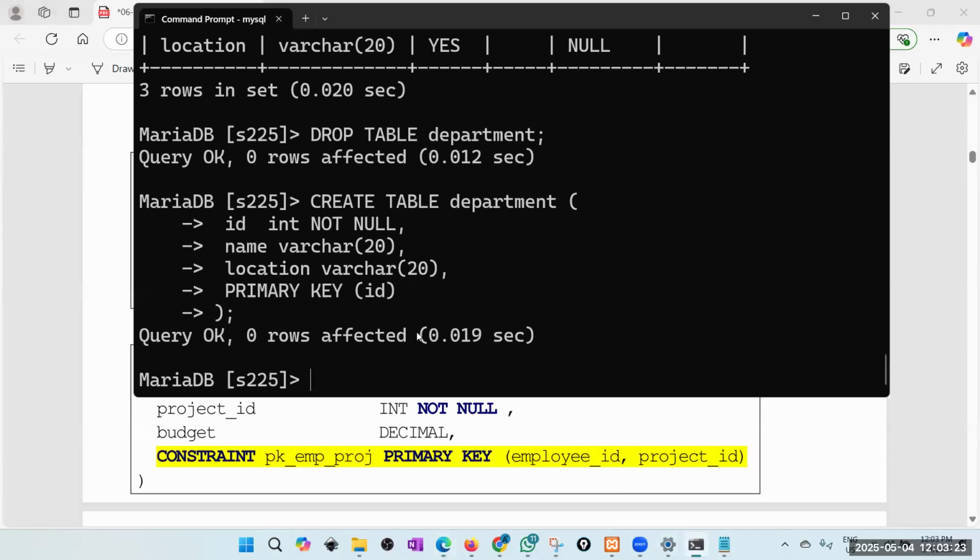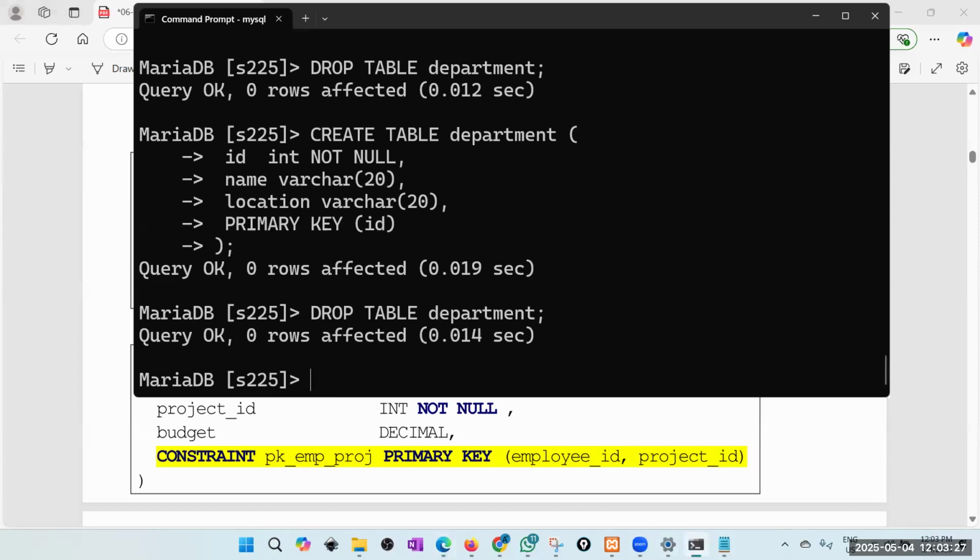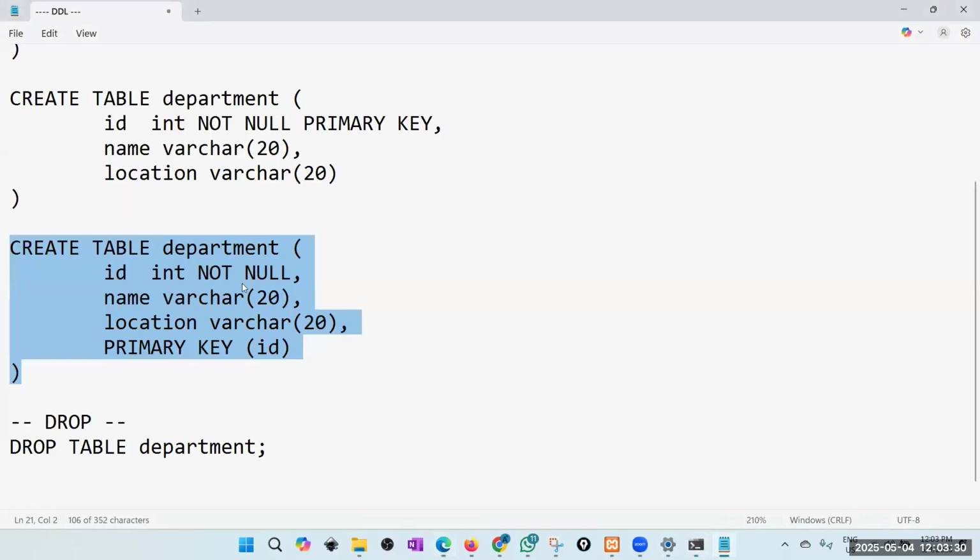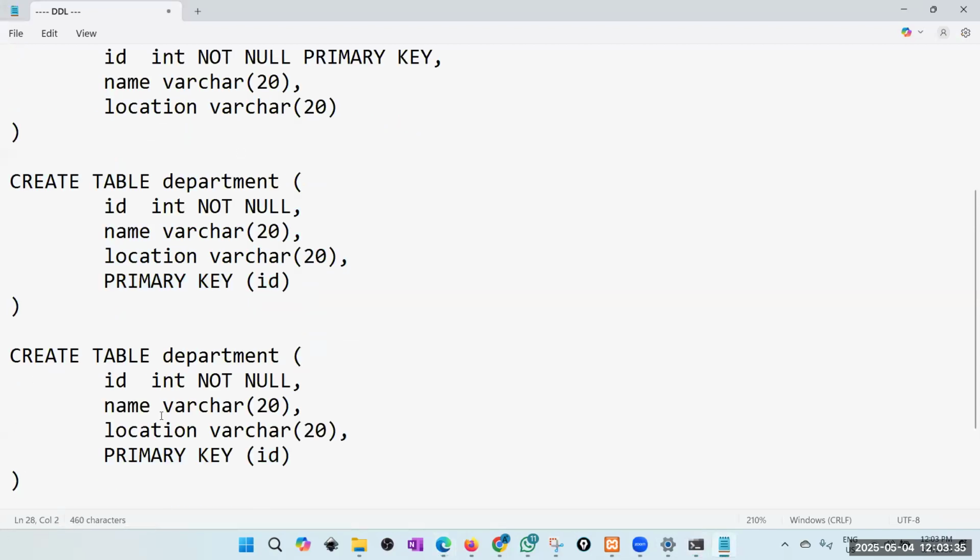so let me drop the primary key table again. Right. So in the third approach, again we create the primary key, but this time we can give it a name. So we can say constraint and give it a name. Usually we give the name pk underscore the table name to primary keys. That is not a must, just a best practice. Say pk department.